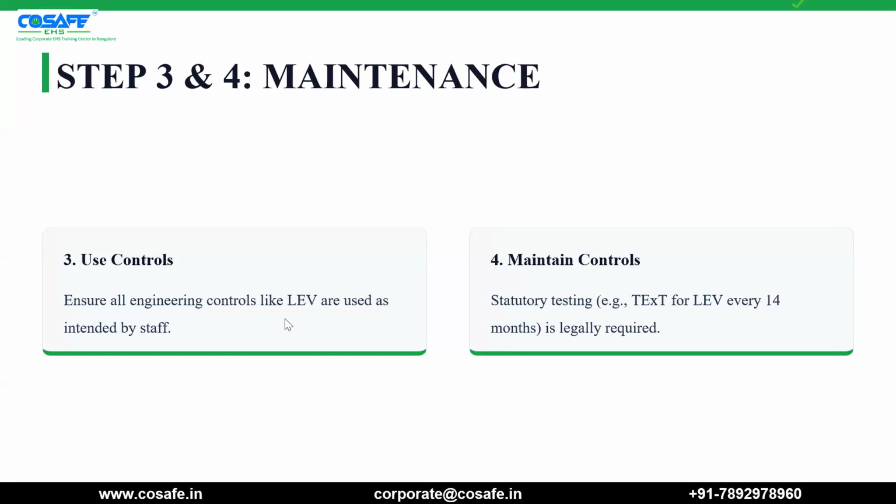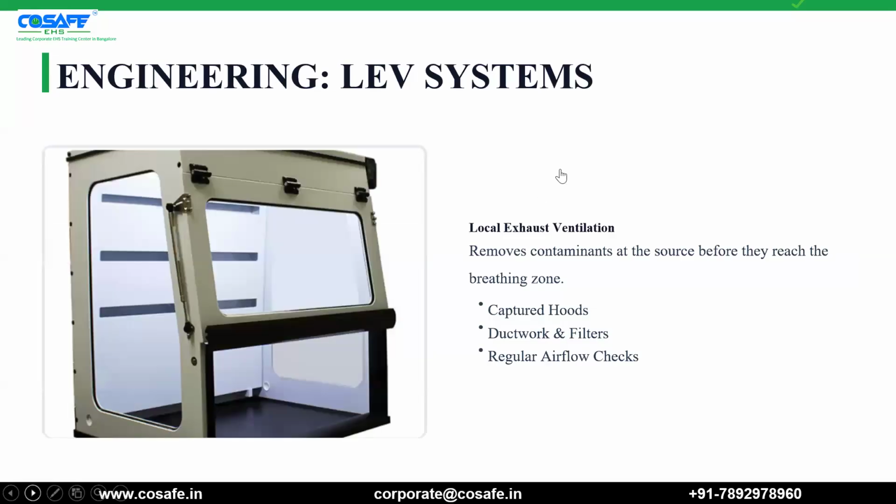So let's go further. Maintenance of control. You have a fume extractor, but if you are not maintaining it in proper condition, then it won't remove harmful fumes and dirt from the workplace. So when you are not maintaining those controls properly, then the controls might fail. That's why steps 3 and 4 are use of controls and maintaining the controls. These are our next steps.